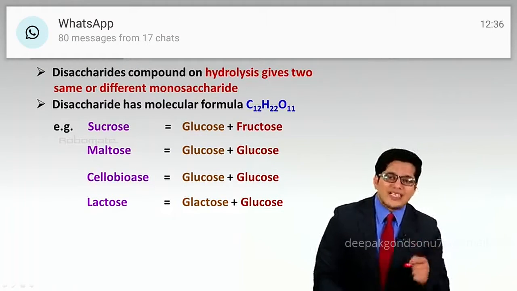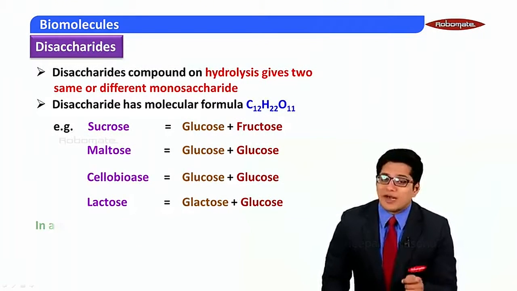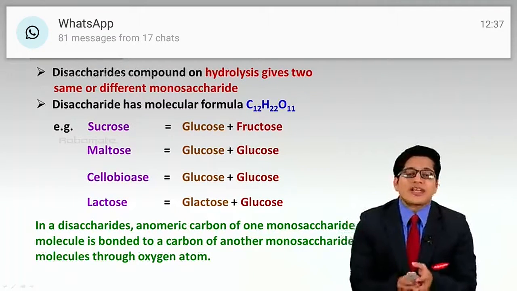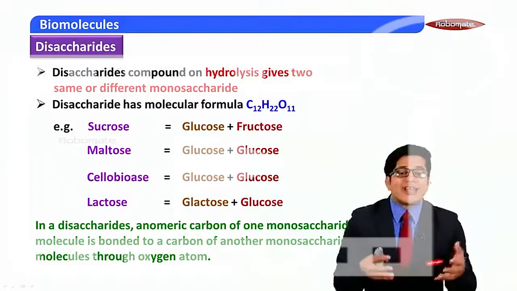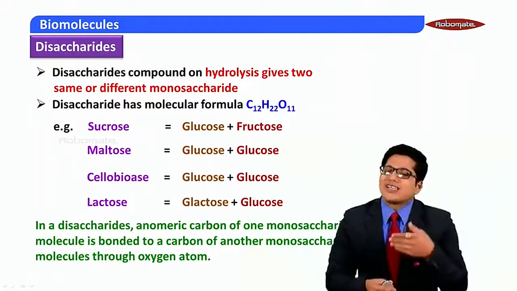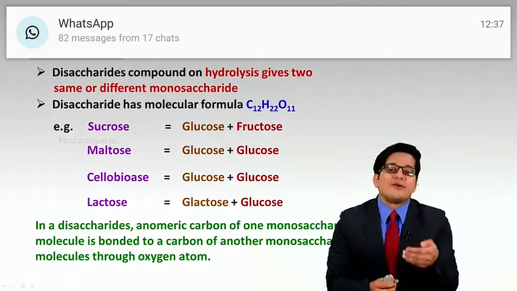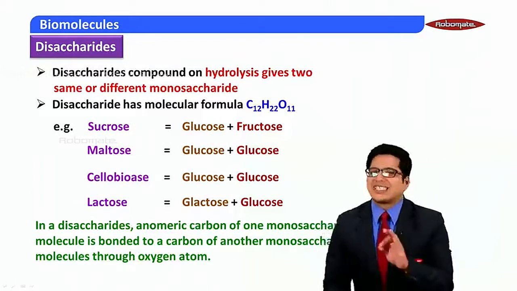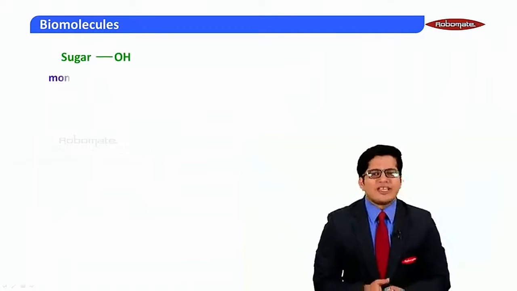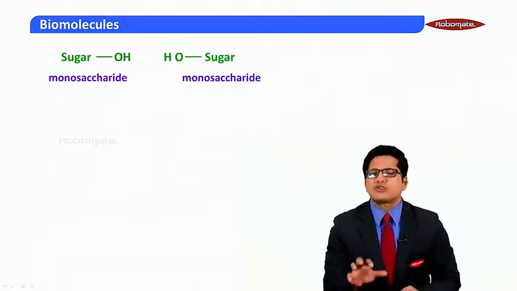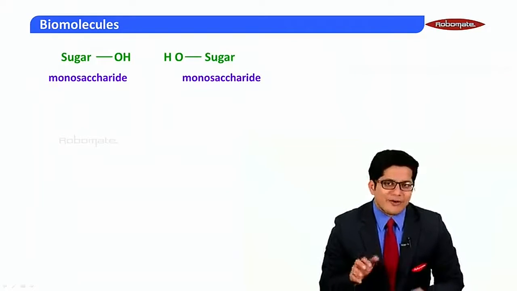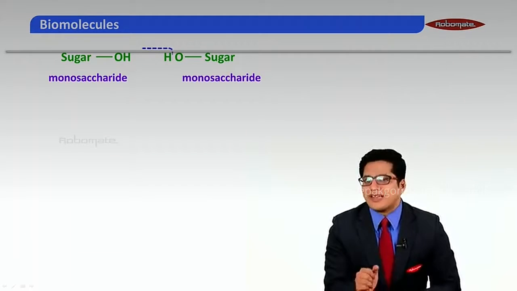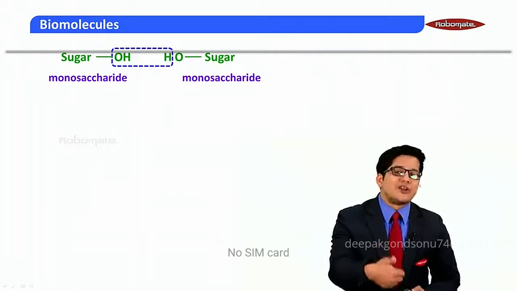So the next point after the molecular formula, what we can write down is that in disaccharides, the anomeric carbon of one monosaccharide gets bonded to another carbon atom of another monosaccharide through an oxygen atom. Let's see how. Suppose we take two monosaccharides, and both of these sugars are combined together. In this case, a water molecule is lost.